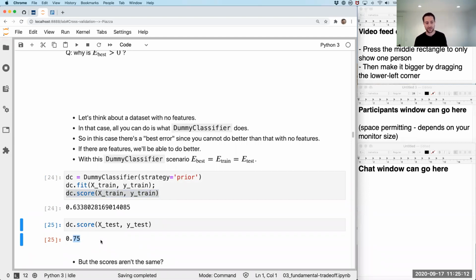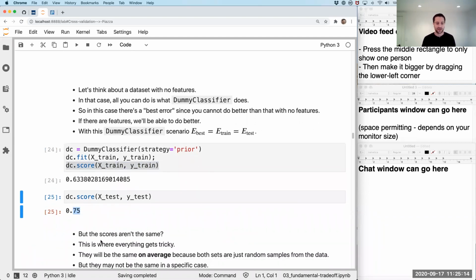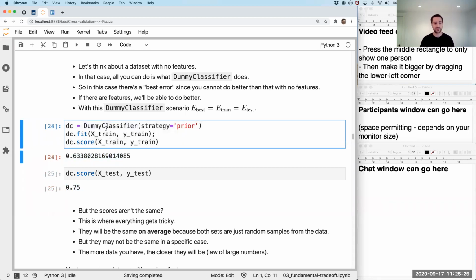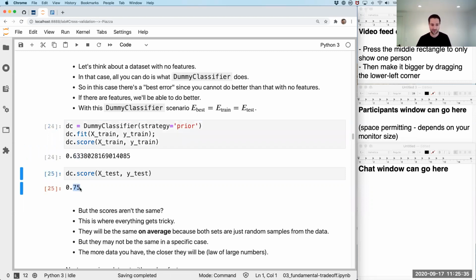The reason is because, again, we did a random train test split. If we did a different random train test split at the beginning, these two numbers would be different from each other. Because again, dummy classifier is not looking at the features. All it's really doing is predicting, yes, everyone likes cilantro. And so all this is really saying is that in the training set, 63% of people like cilantro, and in the test set, 75% of people like cilantro, because those are just the training and test set we happen to get with our train test split at the beginning.